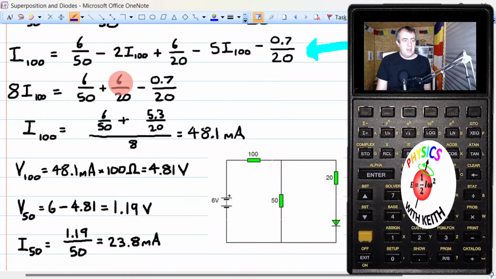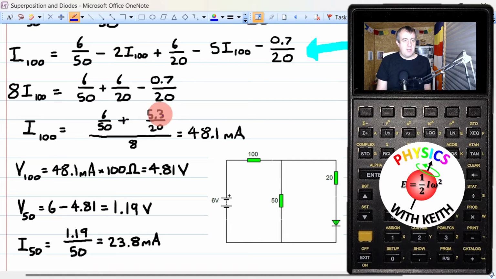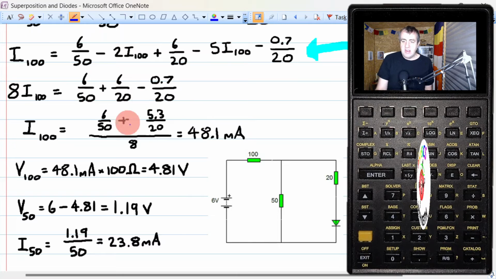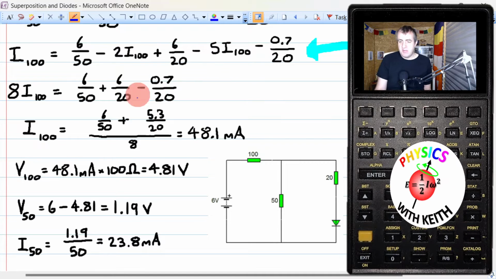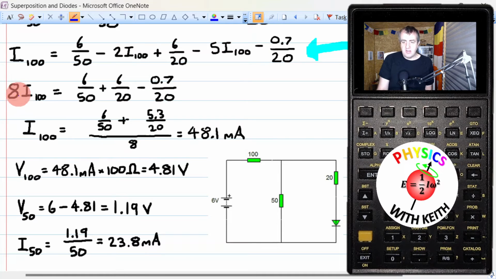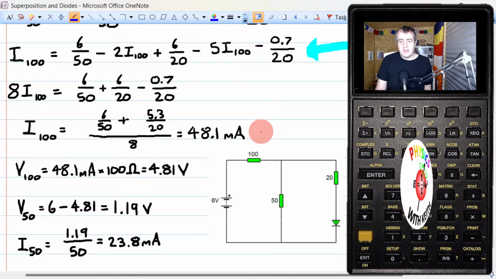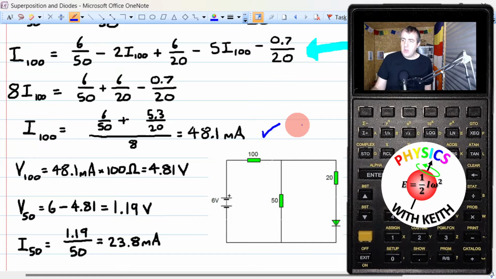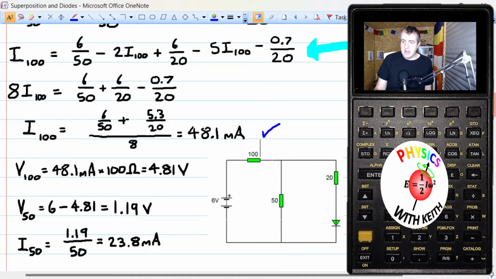Here I just did the 6 subtract 0.7 and put it back together into the same fraction to save a little bit of space. But that's easy algebra, that's easy arithmetic to do. Divide by 8, because I've divided both sides by 8, and you get 48.1 milliamps. Also, it says 41.8 milliamps.